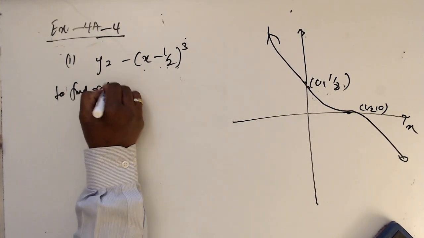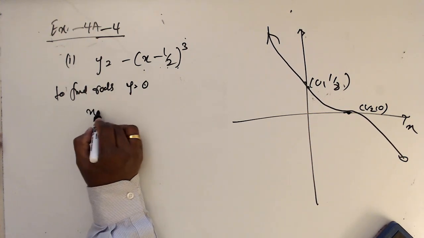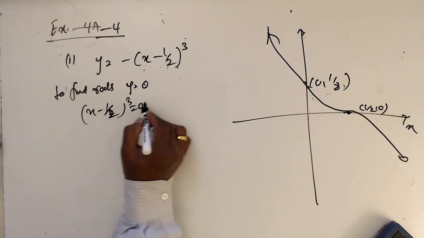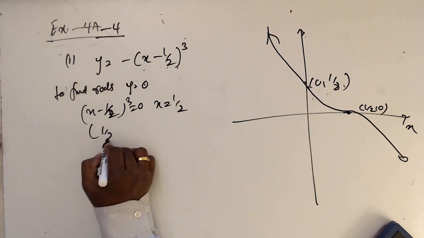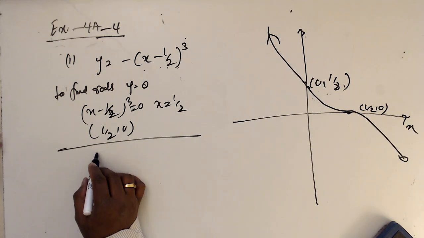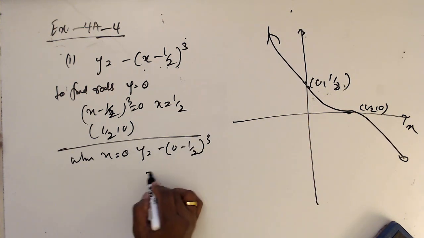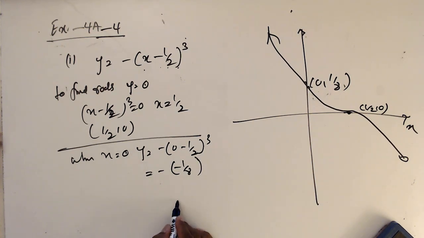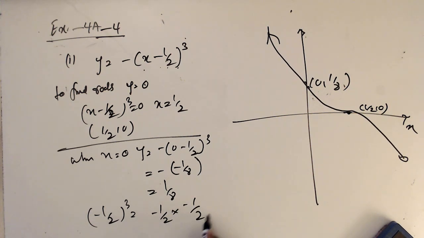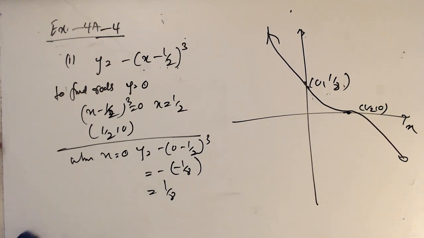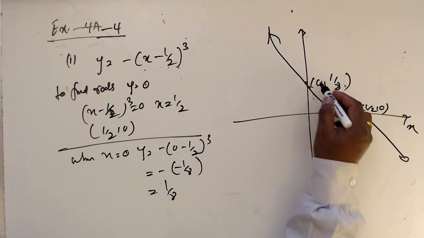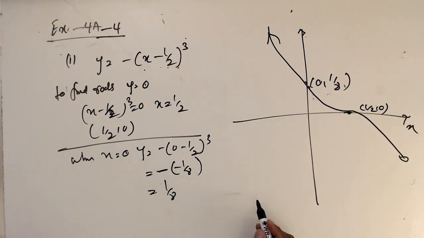To find roots, we make y equal 0, then x minus half cubed equals 0, x equals half, then half, 0 is a root. When x equals 0, y equals minus 0 minus half cubed, minus minus 1 over 8, which is 1 over 8. Minus cubed means minus times minus times minus, 1 over 2 times 2, 4, 4 times 8. And it will multiply by minus, then it will become plus. This is why.